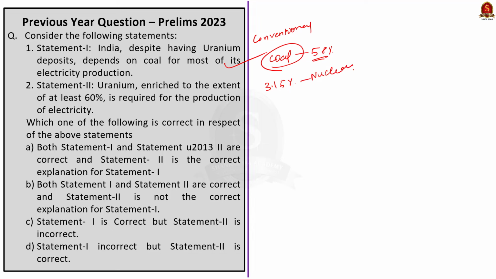Next statement, uranium enriched to the extent of at least 60% is required for the production of electricity.